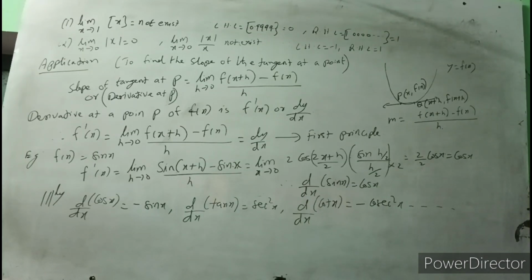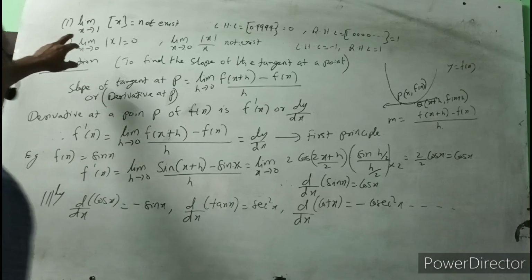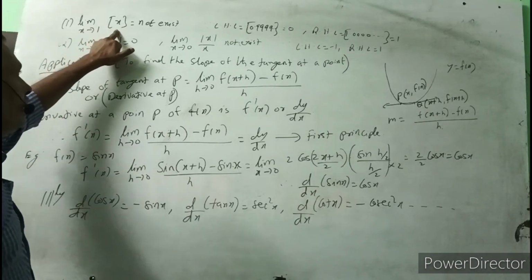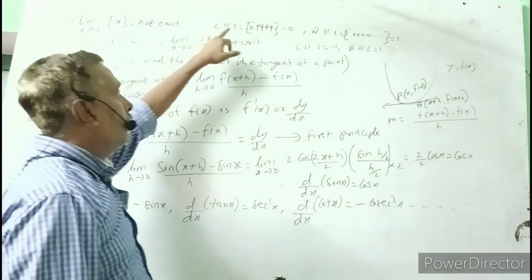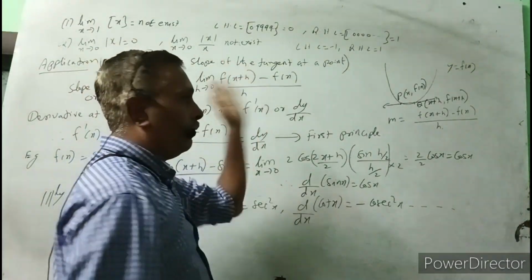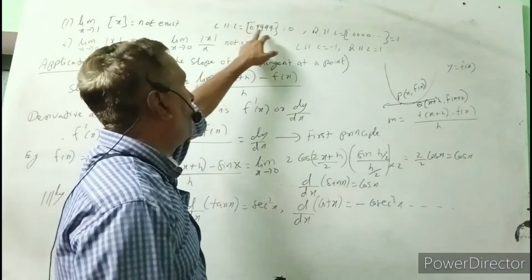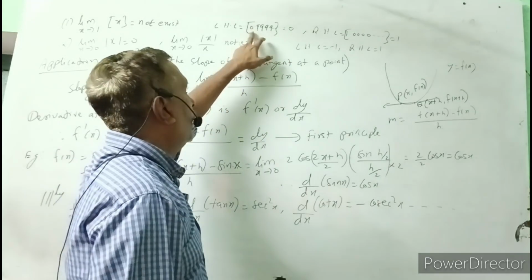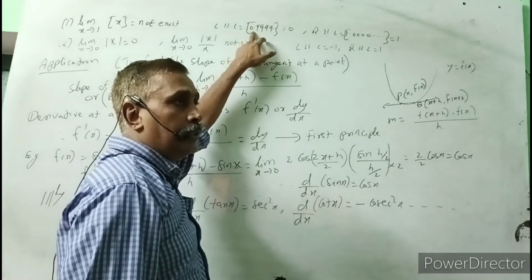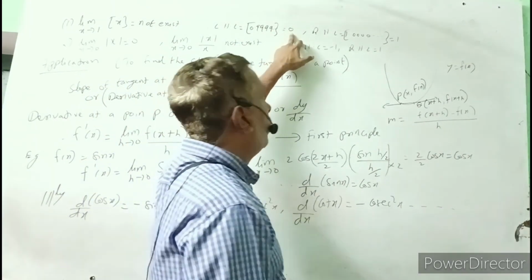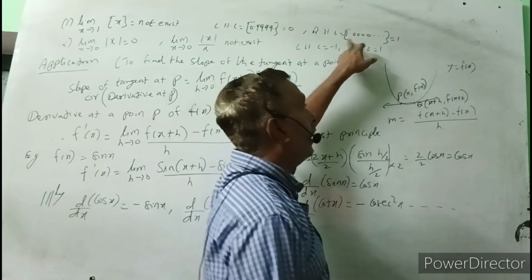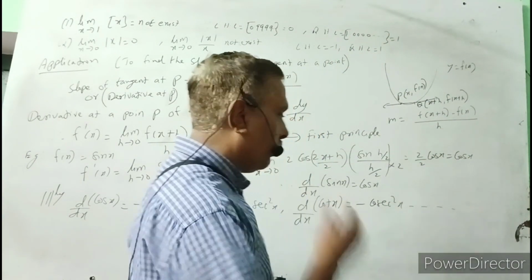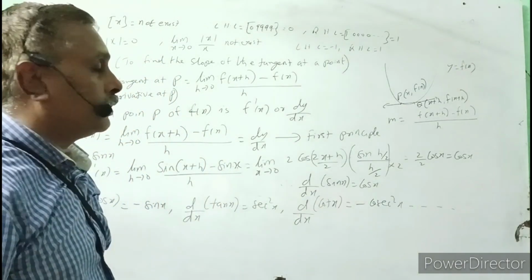So let us see some more examples. Suppose you want to find out limit x tends to 1 of the greatest integer function of x. It does not exist, because x tends to 1 means left side of 1 will come 0.999 and so on. The greatest integer part, in that you are taking 0. Similarly, RHL will become right side of 1, 1.000 and so on. The result is 1. LHL not equal to RHL, so limit does not exist.